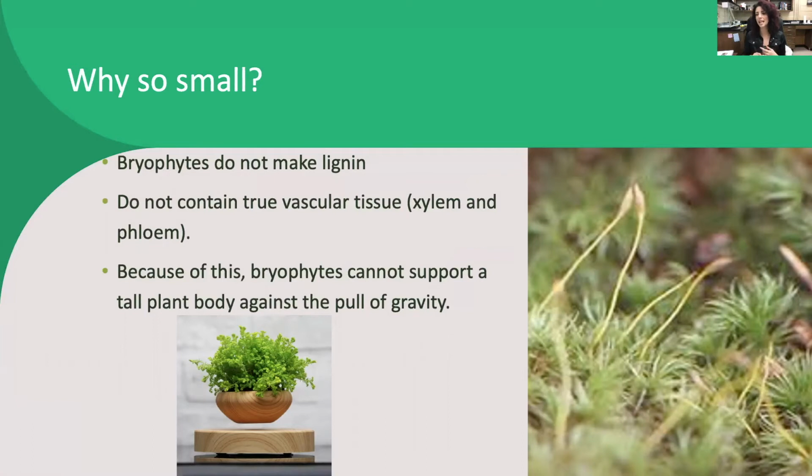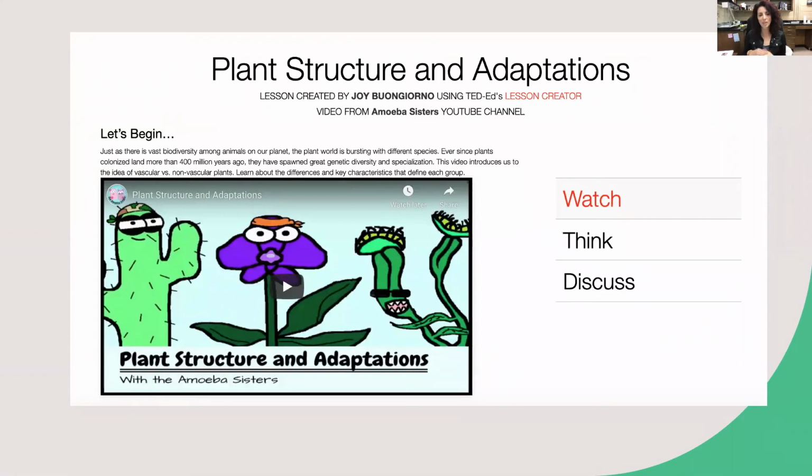Number two, they don't contain true vascular tissue. This is what we mean by vascular tissue, xylem and phloem. And because of this, bryophytes can't support a tall body against the pull of gravity, because of not having the physical structure or the ability to funnel up nutrients and water from the soil with this vascular tissue we call xylem and phloem. To learn more about plant structure and adaptations to land, please watch our TED-Ed video done again by the lovely Amoeba Sisters.